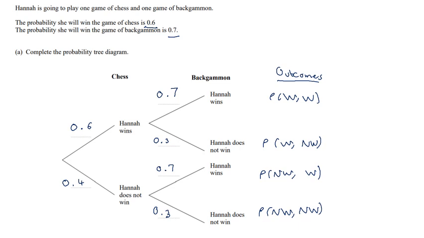So then let's just write out our probabilities. Win and then win is 0.6 times 0.7, which is 0.42. Win then not win is 0.6 times 0.3, which is 0.18. Not win then win is 0.4 times 0.7, which gives us 0.28.